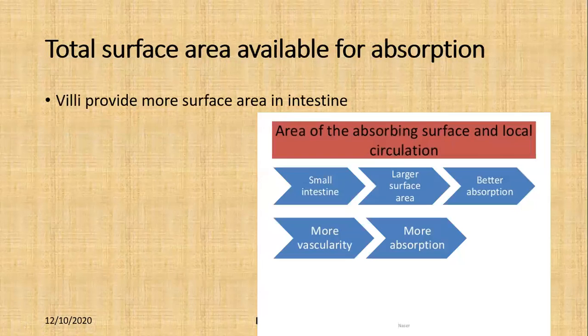The next one is total surface area available for absorption. We all know again that villi are present in the intestine, which provide a much larger surface area for the absorption of the drug. Small intestine, larger surface area, better absorption, more vascularity, more absorption. First thing, surface area is larger. Second thing, vascularity, blood flow is much more here. So absorption will occur more.